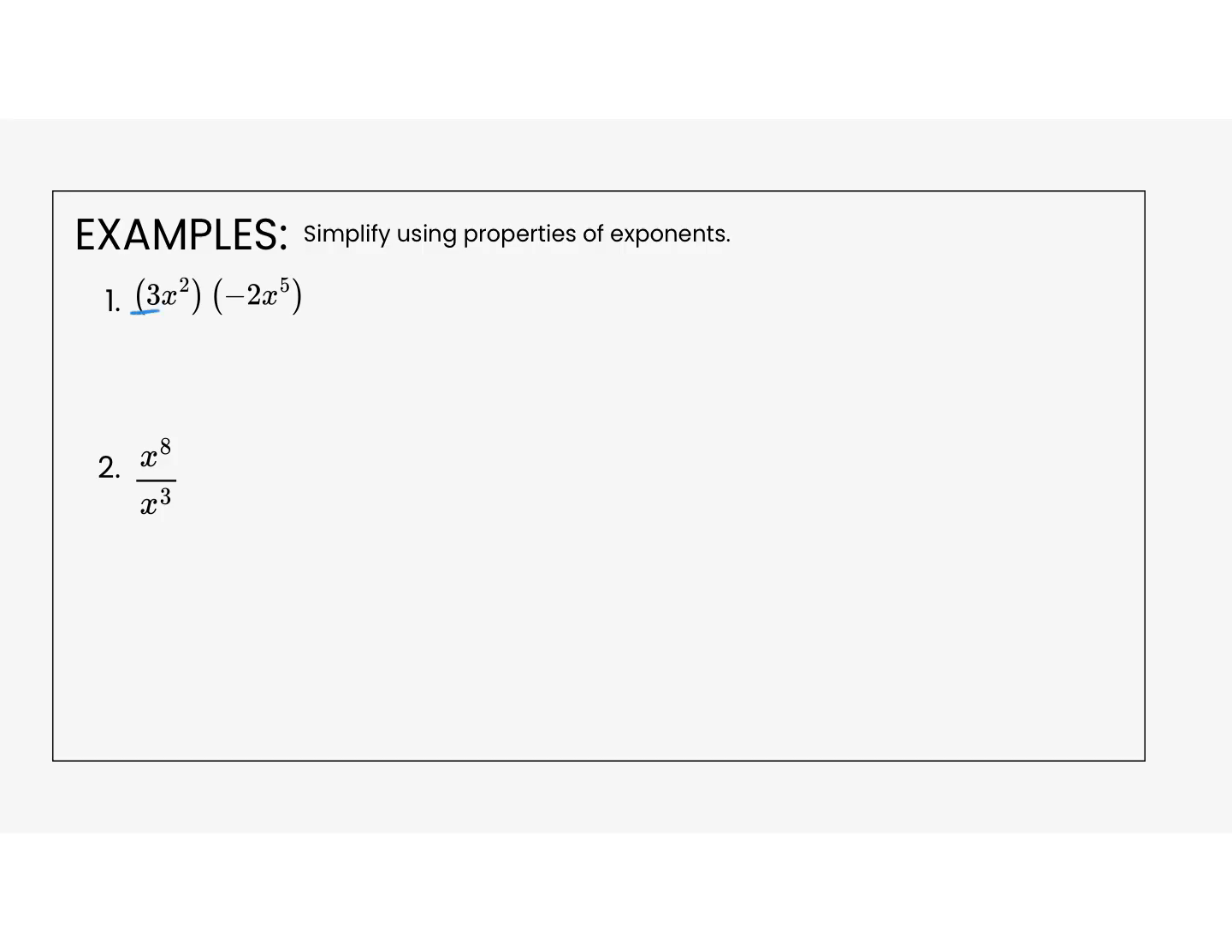So when we look at the coefficients, we're still going to perform the operation as is. So 3 times negative 2 is negative 6. And then I look at properties of exponents. X to the second times x to the fifth. When we're multiplying, we add our exponents. So that's x to the seventh. X to the eighth divided by x to the third. When we're dividing, we subtract. So that's just going to be x to the fifth.